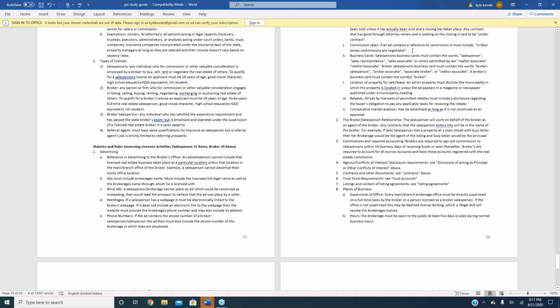Commission rates. Regarding commission rates, if you advertise your commission rate, you just have to disclose this. In New Jersey, commission is negotiable. Nobody really advertises commission rates, but if you were to, you'd have to note that in New Jersey, commission is negotiable.